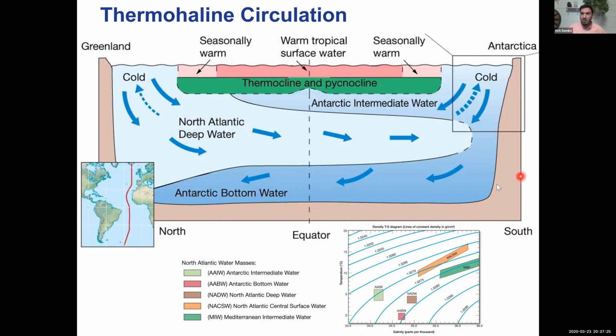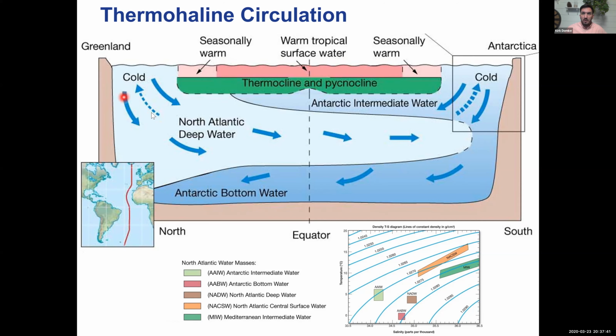It just drops all the way to the bottom. And once it gets there, it has nowhere to go. And so it starts to flow away from Antarctica. In this case, obviously northward, because everywhere is north from Antarctica. And it moves northward along the bottom of the Atlantic Ocean underneath all of the other layers of water.